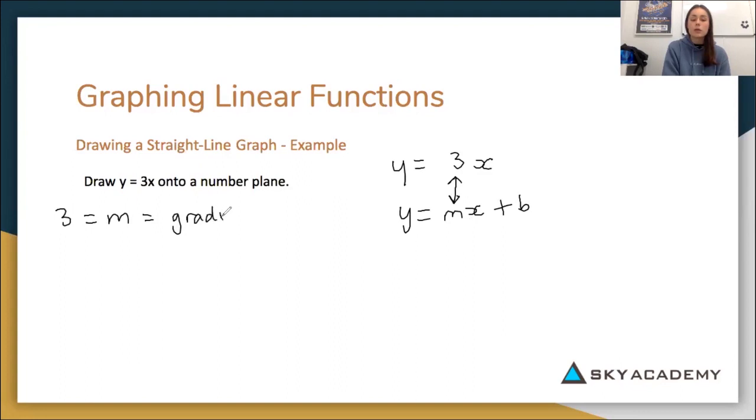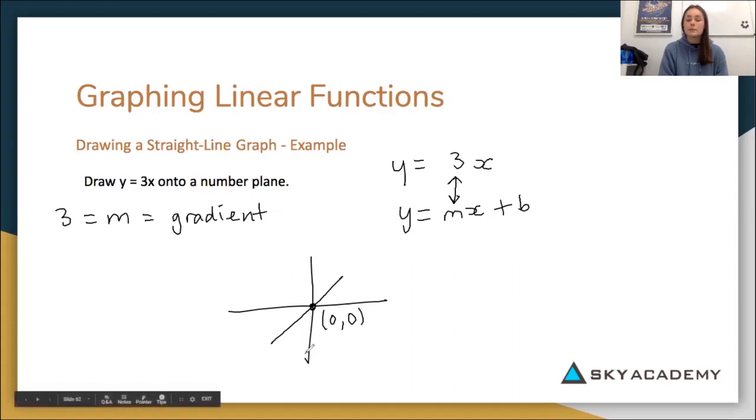If we have a look for b in this equation of the straight line, y equals 3x, we don't have a b, so we have no y-intercept. And that tells us that this straight line is going to pass through the origin, and it's going to pass through 0, 0, so that there is no y-intercept.